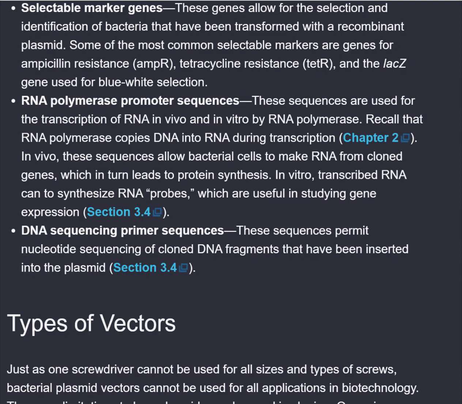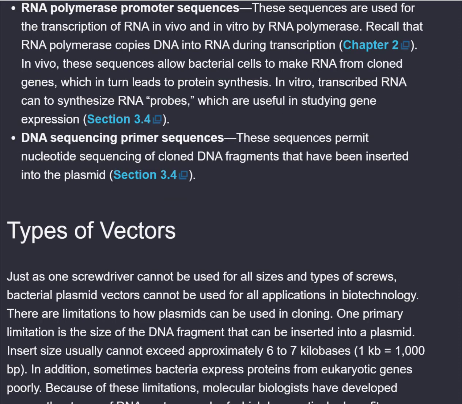Selectable marker genes. These genes allow for the selection and identification of bacteria that have been transformed with a recombinant plasmid. Some of the most common selectable markers are genes for ampicillin resistance, AmpR, tetracycline resistance, TetR, and the lacZ gene used for blue-white selection.